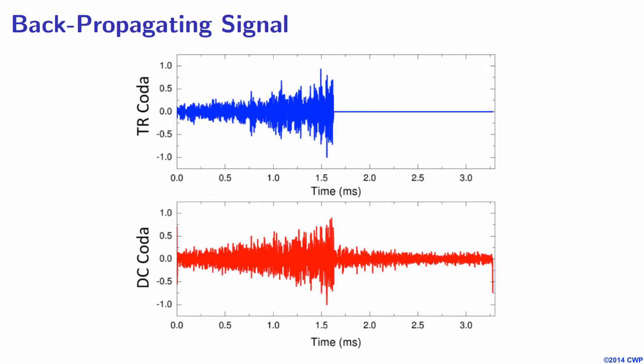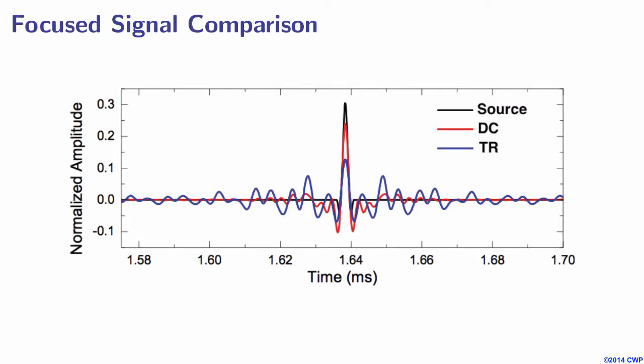So now we take these back-propagating signals, and we're going to propagate them through our medium again, and look at how the temporal focus is compared. More specifically, we're going to look at how those temporal focuses compare to our original source function. So here you'll see the focuses at the time of focus, our wave field as a function of time.